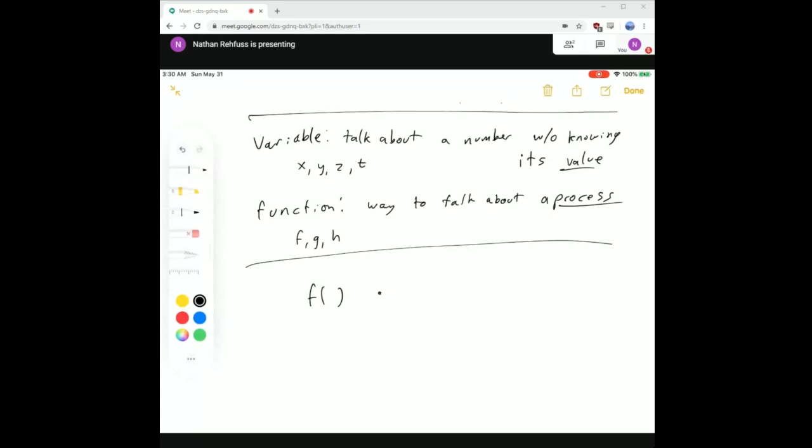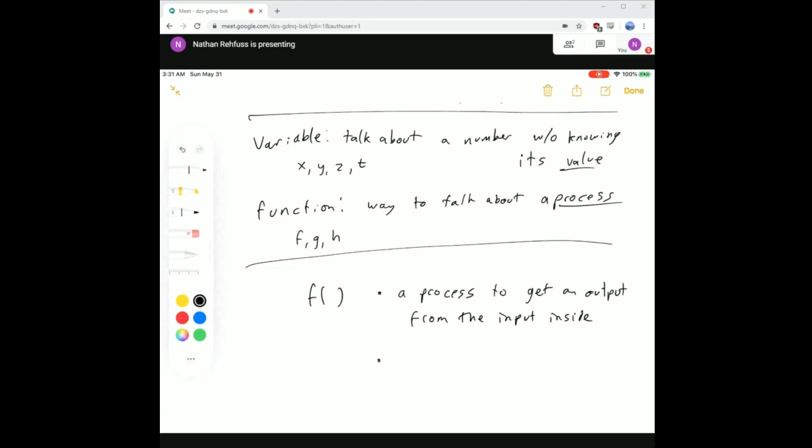We could say it represents a process to get an output from the input inside. Like where g of 3 was equal to 3 squared plus 4, which was 13. G was the process that turned the 3 into a 13.